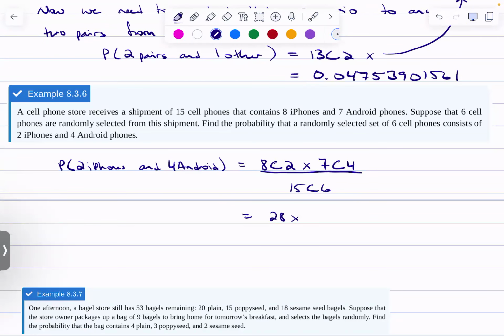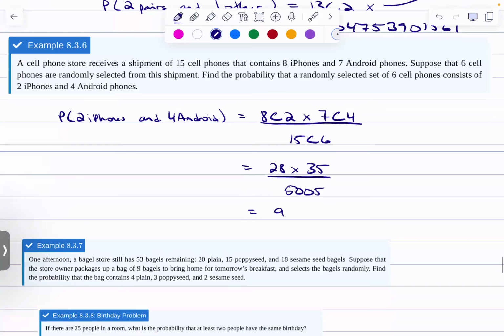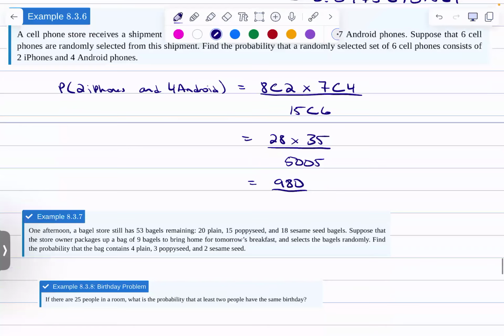8 choose 2 is 28, 7 choose 4 is 35, and 15 choose 6 is 5,005. 28 times 35 is 980, divided by 5,005.